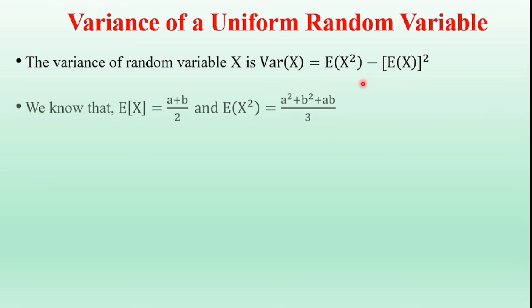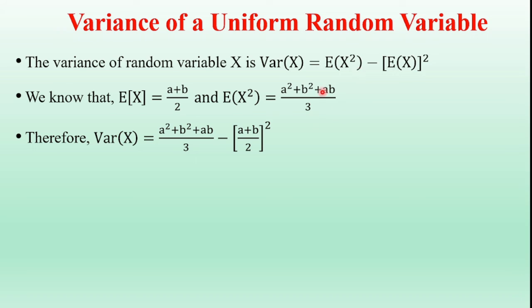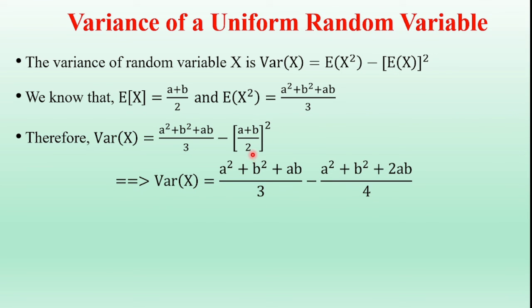We know that expectation of x is (a plus b) by 2 and expectation of x square is (a square plus b square plus ab) by 3. Substituting these two values in the above expression, we get variance of x is equal to (a square plus b square plus ab) by 3 minus (a plus b) whole square by 4. First expanding the second term, (a plus b) whole square is a square plus b square plus 2ab, divided by 4.